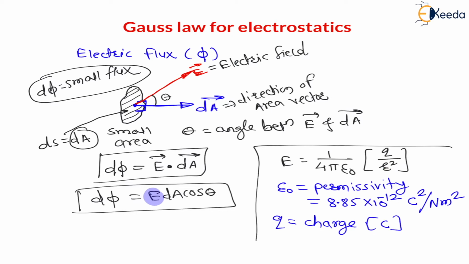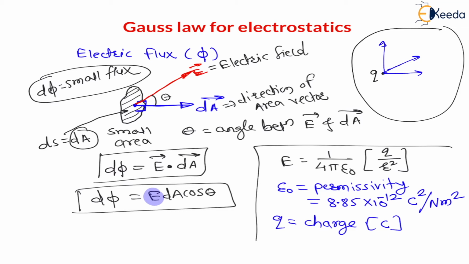And r is nothing but, see here, let us say there is a charge Q placed at this point, and from this point in all directions there will be an electric field. This charge will emit electric field in all directions. And if I want to find the magnitude of electric field at some distance r from this charge, let us say this distance is r, then I want to find E at this point.